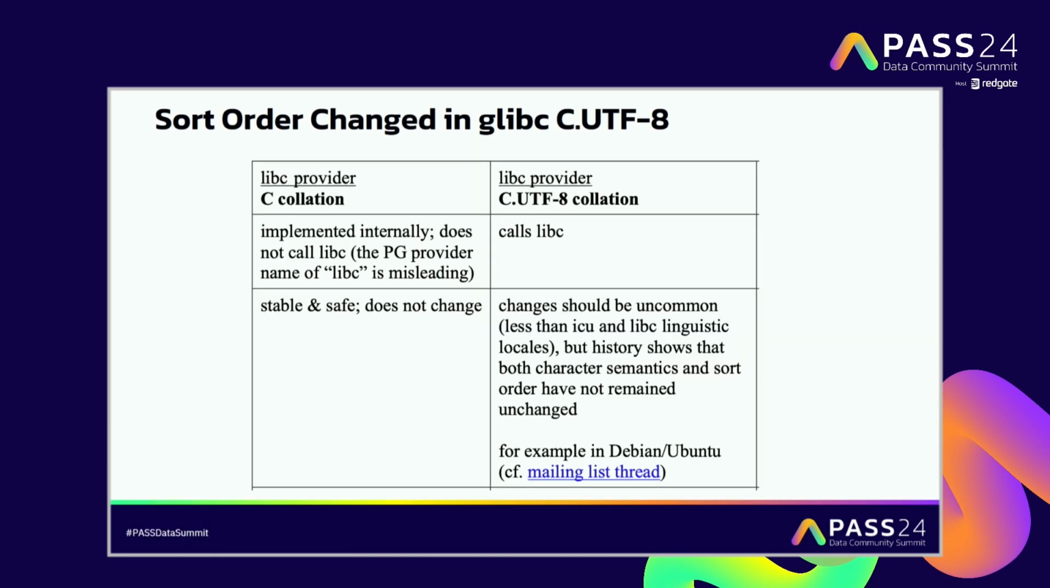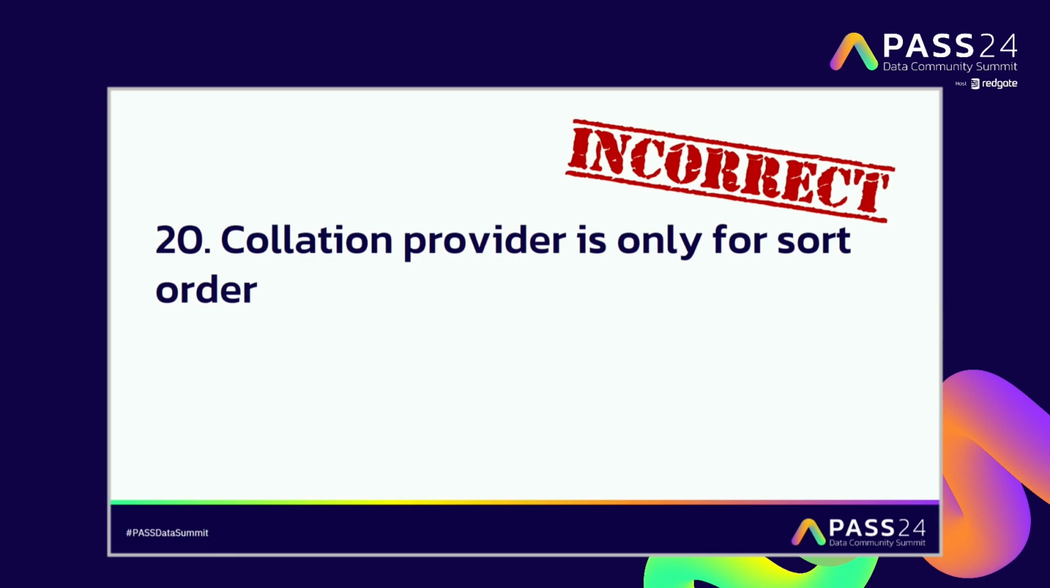So amending our table just a little bit, the C collation is stable and safe. It's never changed. It's built completely inside of Postgres. But the C.UTF-8 collation, it should be stable. I wouldn't expect it to change, because it's not like linguistic sorting where you have updates happening all the time. It shouldn't change again, knock on wood, cross our fingers, but we have had some history there, and history has shown that it did change.